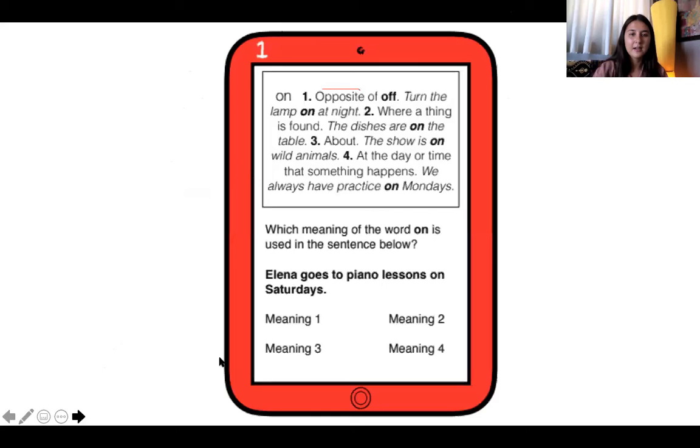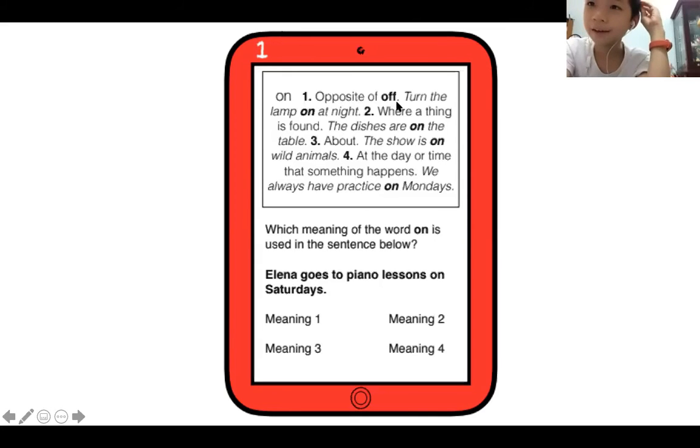Lovely work, guys. Okay, have a look at some of these activities. So here we have different tablets with different dictionary, actually the same dictionary entries, but we have to answer the questions. Have a look. Number 1, can you please read this dictionary entry for me, Fred? On. Opposite of off. Turn the lamp on at night. Where a thing is found. The dishes are on the table.